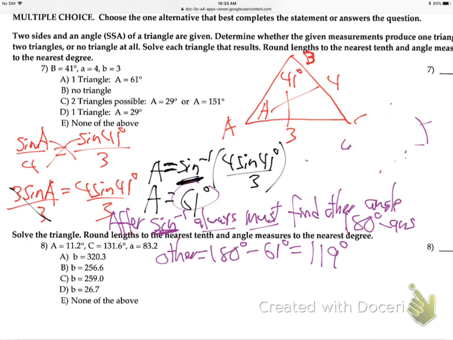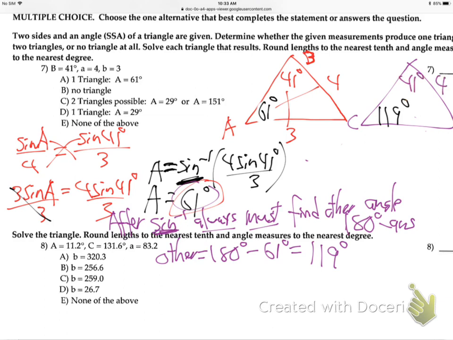Well, you just try it out. What do I mean you try it out? You put that answer in there. In other words, you draw another triangle right beside this one. We just got the answer for A, 61, so let me put that in right here, 61, and then we just got 119, so let me put that in, 119. Everything else is the same. This is still 41, this is still 4, and this is 3. Let me hold up there for a minute.